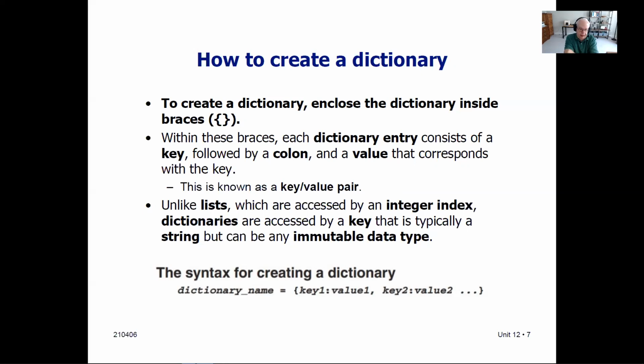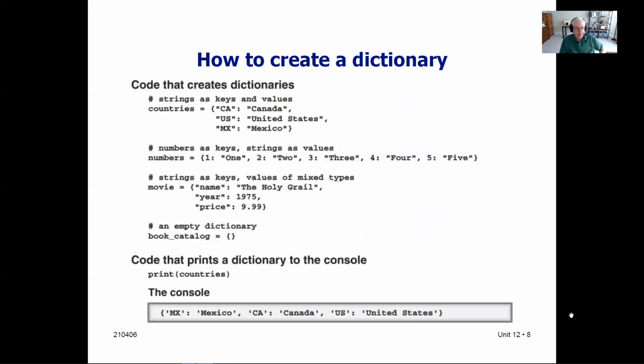Just realize that typically a key is going to be a string, and it can be any immutable data type. So down at the bottom here, we have the syntax. We'll have a name for our dictionary. We'll enclose it in braces, as you see here, and then a key, colon, value, comma, key, colon, value, comma, over and over till you get to the end.